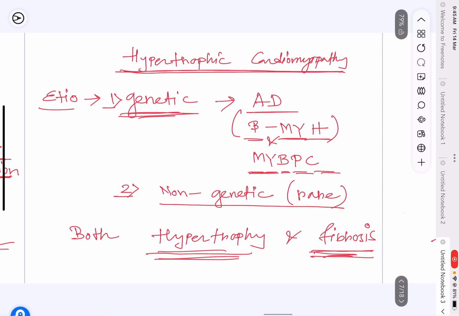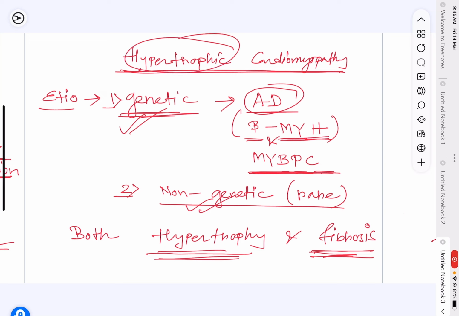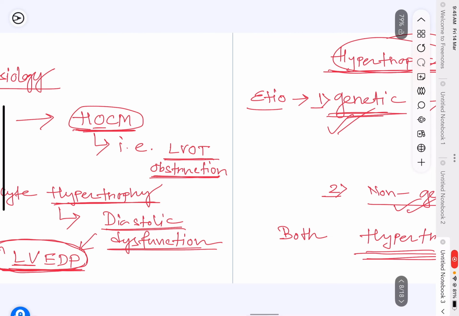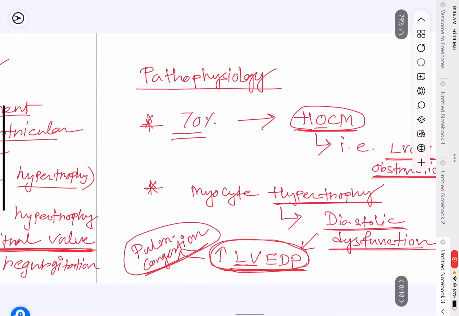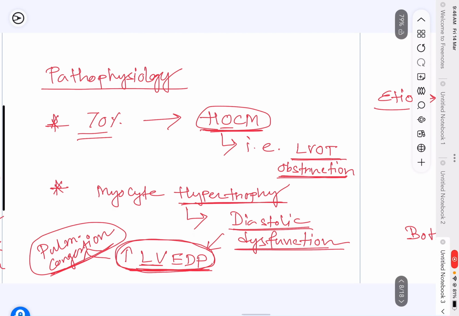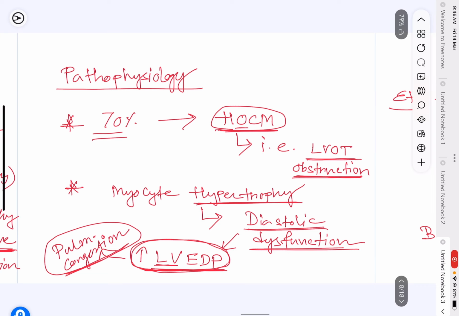Now coming to hypertrophic cardiomyopathy, it is mostly genetic and very rarely it is non-genetic. It is autosomal dominant just like your DCM. The mutations are in the beta chain of myosin heavy chain and myosin binding protein C, MYBPC. So we see both hypertrophy as well as fibrosis, just like DCM also. But in DCM there is also atrophy, but there is no atrophy over here. In DCM atrophy is more prevalent, and fibrosis you see in between atrophy.